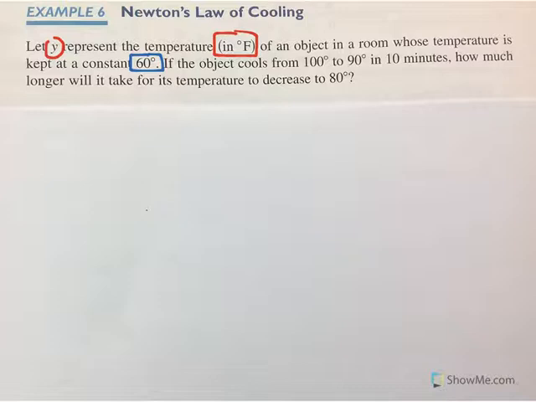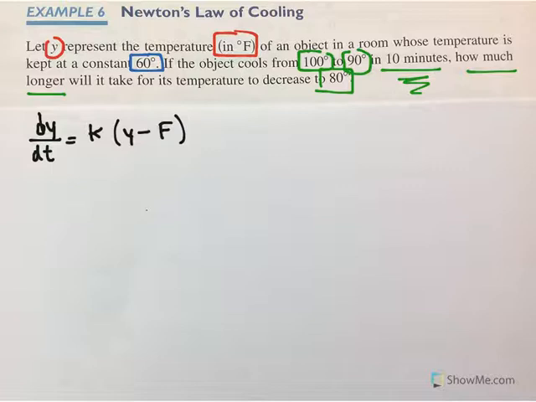Now we have another sentence telling us that the object cools from 100 degrees to 90 degrees in 10 minutes. How much longer after 10 minutes will it take for the object's temperature to decrease to 80 degrees? So how do we do this problem? Well, it's a Newton's law of cooling problem, so we'll begin with the differential equation given by Newton's law of cooling.